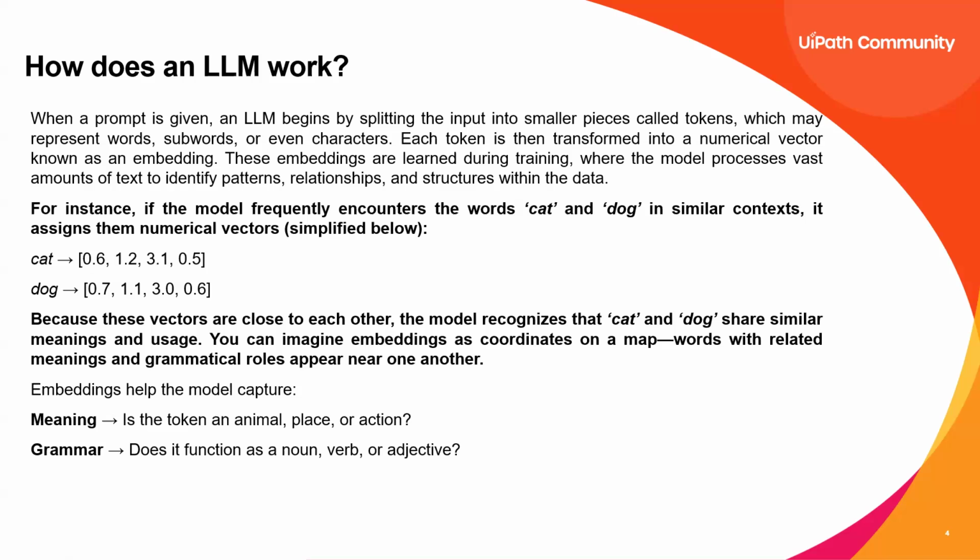In the first word, it'll understand whether this is an animal or a place or an action. In this case, it is an animal. In the next case, it will understand the grammar. What does it function as, a noun or a verb or an adjective? So basically, this is how the LLM works. You give a prompt, it will convert. We have the transformer architecture also, which is a little more detailed. But as a high level overview, you just need to understand how the LLM works in the backend, right? So for that, you just give a prompt.